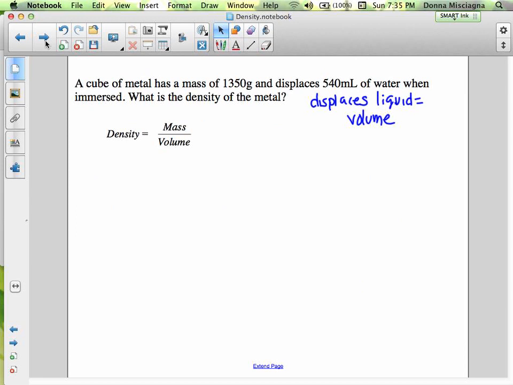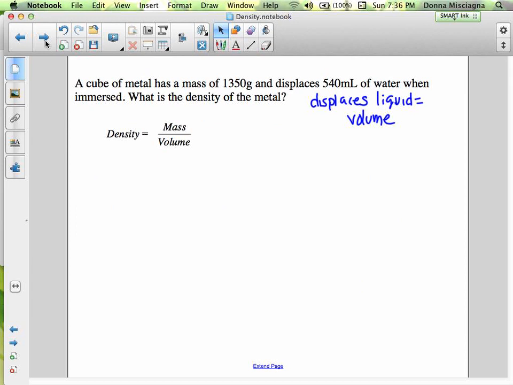All right, so let's try the first one. A cube of metal has a mass of 1,350 grams and displaces 540 milliliters of water when immersed. So displacing liquid is the same as volume because some things it's hard to find the volume of. If we had the side measures of the cube, we could find the volume of the cube. But what if you had something that was irregularly shaped? Then it's really hard to find the volume.